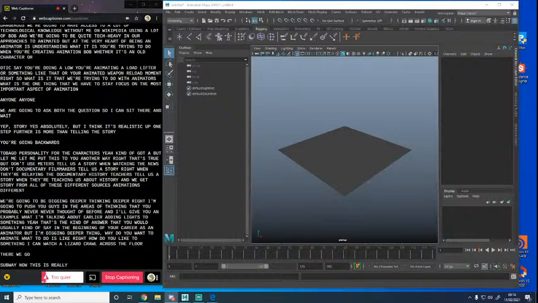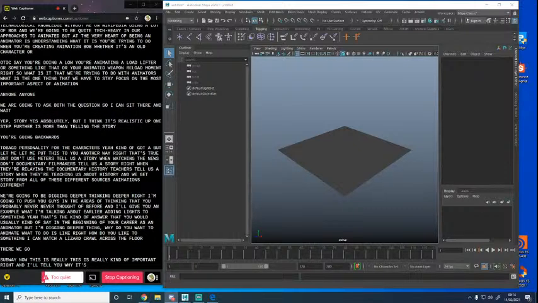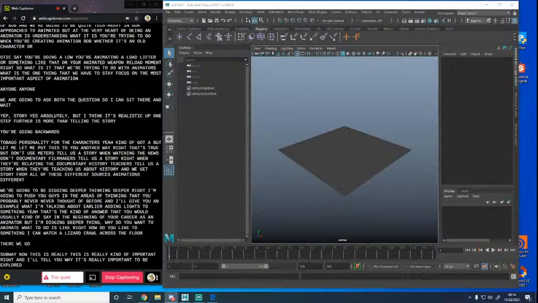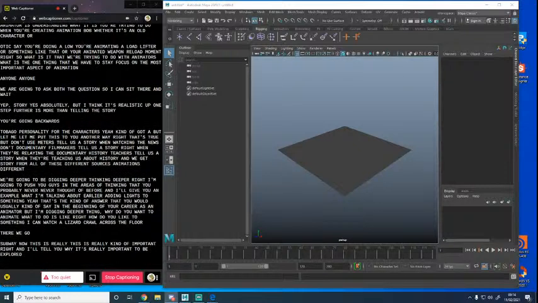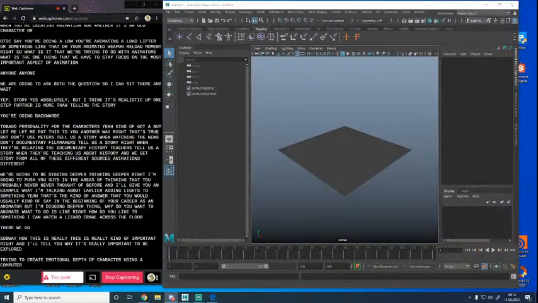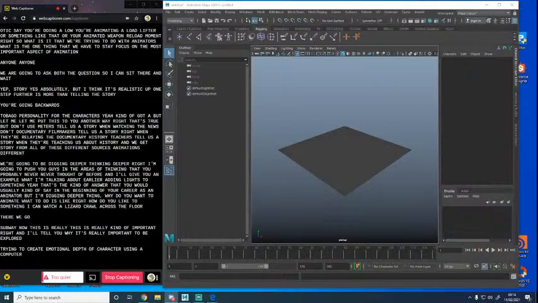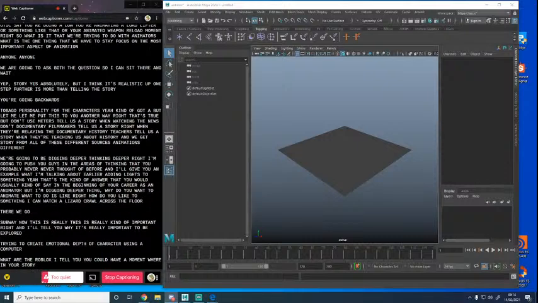Now, this is really important, right? And I'll tell you why it's really important that we explore this and understand what we're trying to do, right? We are trying to create that emotional depth of character using a computer. That's incredibly difficult. There are many, many roadblocks along the way. One of the roadblocks I would tell you is you could have a moment where in your story, your character might be pointing and going, you, right? And you might animate that, right?